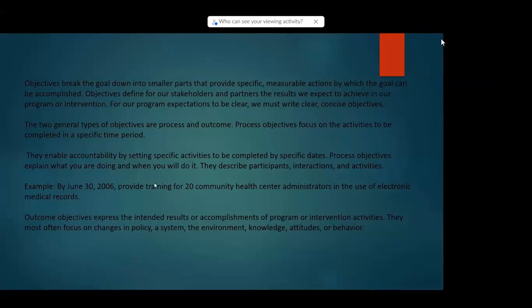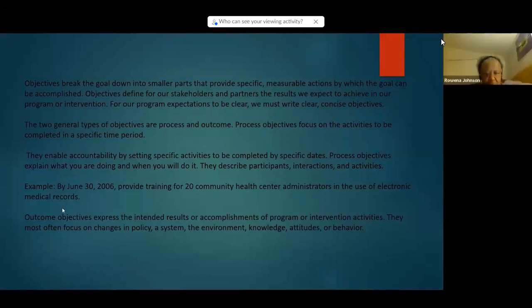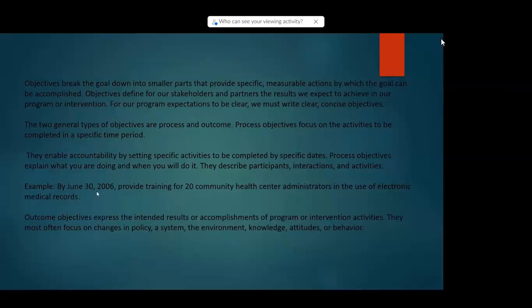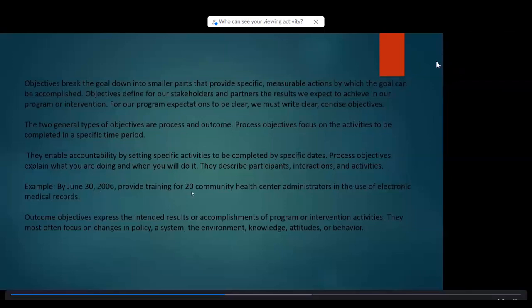Okay, let's continue on. Read this right here, example. By June 30th, 2026, provide training for 20 community health center administrators in the use of electronic medical records. They talk about the when, they talk about the what, and they talk about the who.